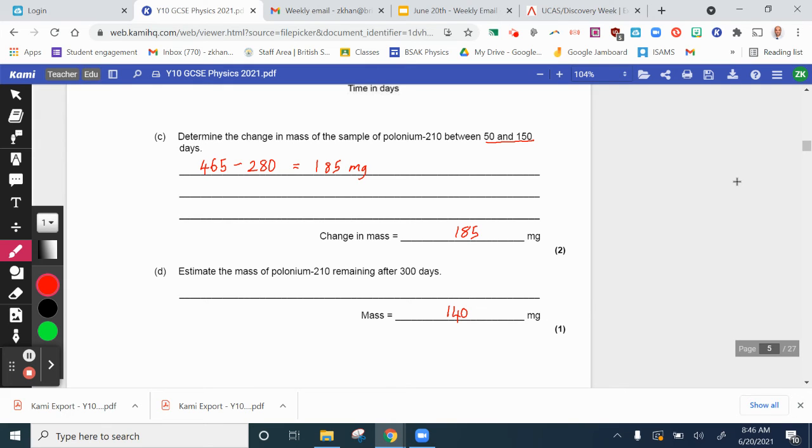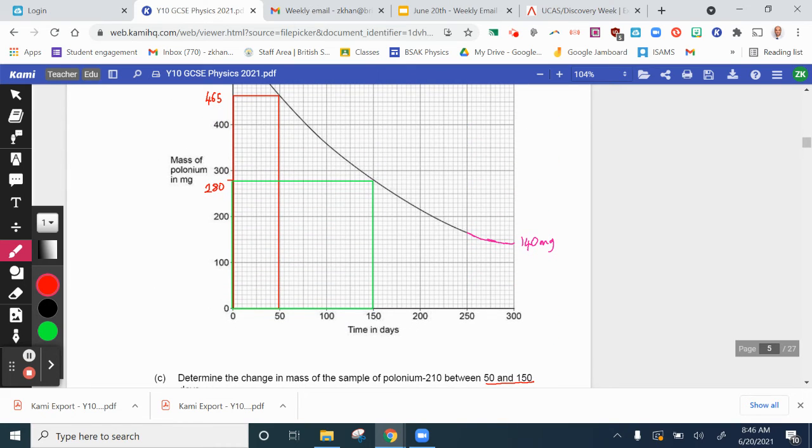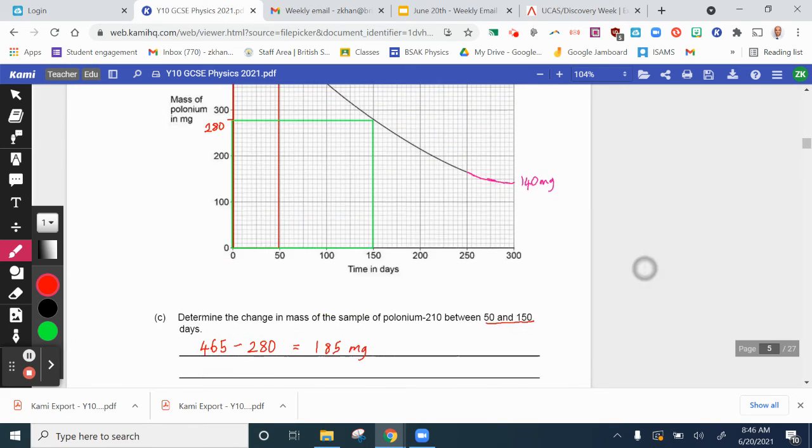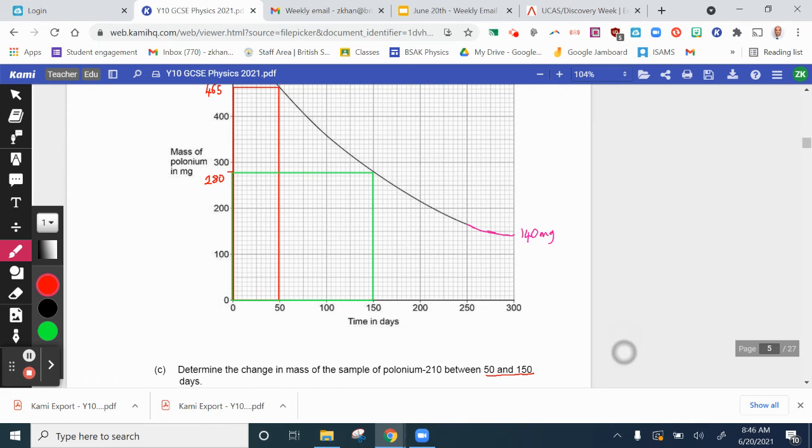To estimate the mass of polonium-210 after 300 days. So 300 days is here. However, the graph does stop at 250, and we can see that the trend is relatively smooth. We can extrapolate and carry on. And we get the line ending around about 140 milligrams. If you go across there, that is around about 140 milligrams. So after 300 days, 140 milligrams of radioactive material remains.